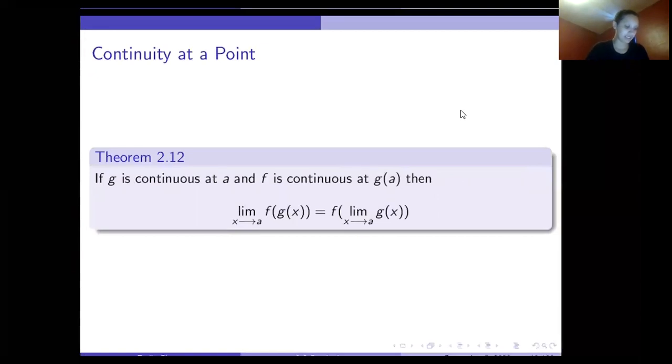If g is continuous at a and f is continuous at g of a, then the limit of f of g of x as x approaches a is the same as f of the limit as x approaches a of g of x. So what does this look like? Let's do a quick example.